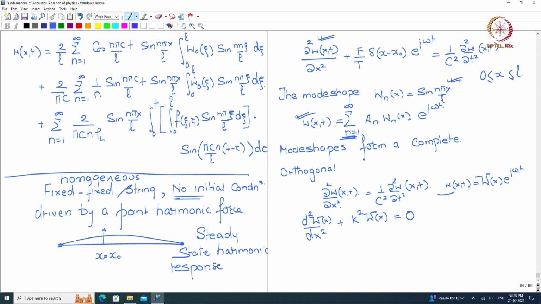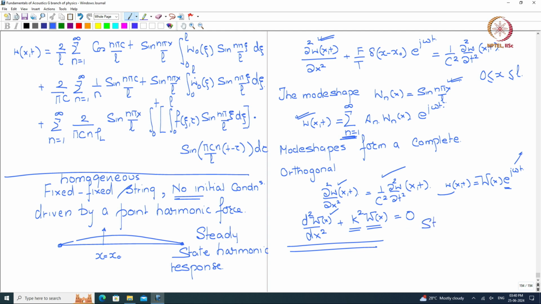Okay, this is the double derivative on space, e to the power j omega t will cancel from both sides. Double derivative brings me a minus omega square here, which becomes a plus k square here, and then w of x and e to the power j omega t I cancel from both sides. This is again like the simple harmonic oscillator, except it's in space.